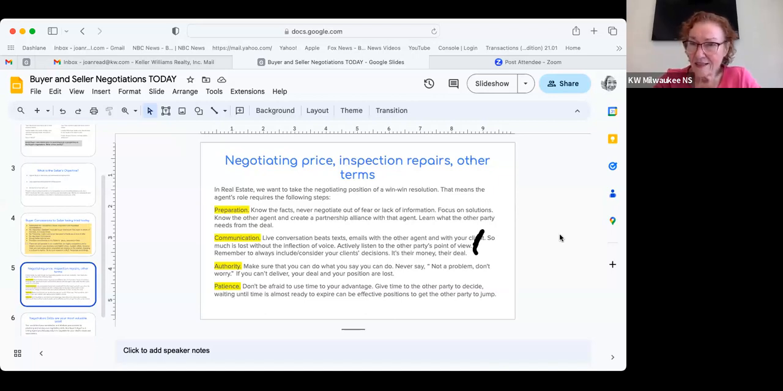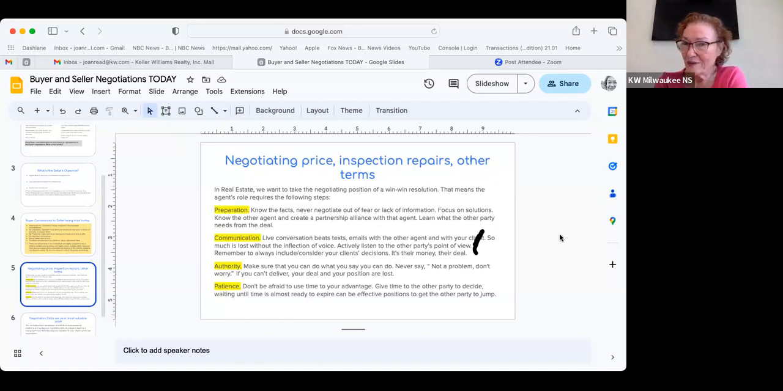And then the last thing that's very important in considering negotiations is patience. Don't be afraid to use time to your advantage. Instead of sending over an amendment and you want a response to the amendment right away, give them a few days to think about it. Make them worry, wonder. And this is either from the listing point of view or from the buyer point of view.